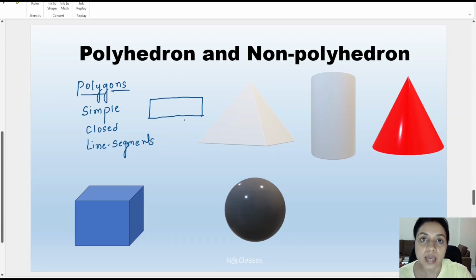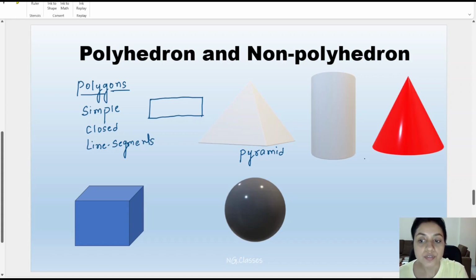And this rectangle is formed with the help of line segments only. So this is one of the examples of polygons. Now let's see polyhedrons. Here we have the first example as a pyramid. Each and every face of the pyramid is a flat surface, or each and every face is a polygon. So we can say this pyramid is a polyhedron.